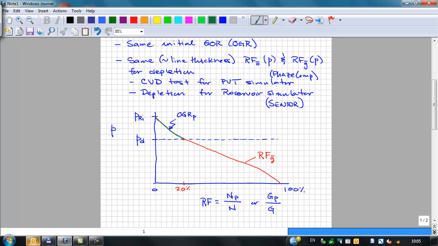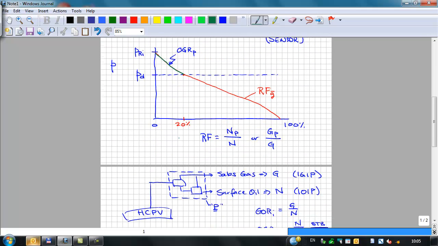But then, as you go below the dew point, you get retrograde condensation dropping out of the gas, and the carrying capacity of the gas, carrying capacity of what? Of condensate, drops. That's the little Rs term, solution oil-gas ratio, drops. And as a consequence, because the only recovery of oil we get in a gas condensate comes from what is being carried in the gas. That's important to remember.